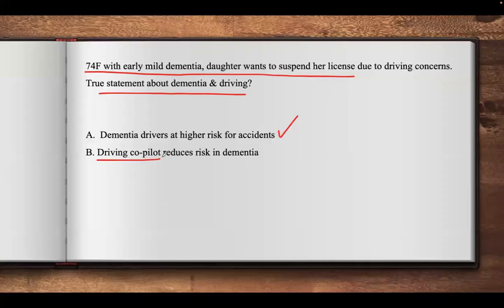The second is the driving co-pilot. A co-pilot is someone sitting with you while you are driving. So the person who is demented is driving and you are sitting next to them. It says that reduces the risk, but the research says it doesn't. If you're giving the steering to the demented person and sitting next to them, it doesn't reduce the risk of accident. So the right answer is they are at high risk of accidents. And if they have clinically diagnosed dementia, they should not drive.